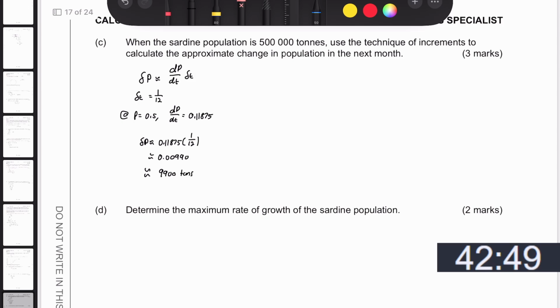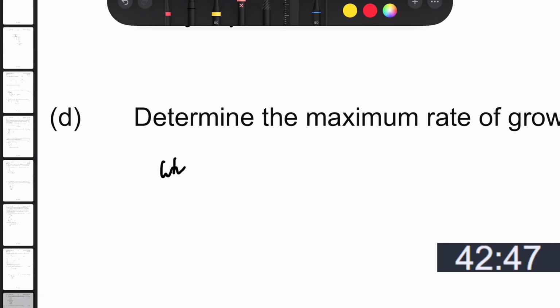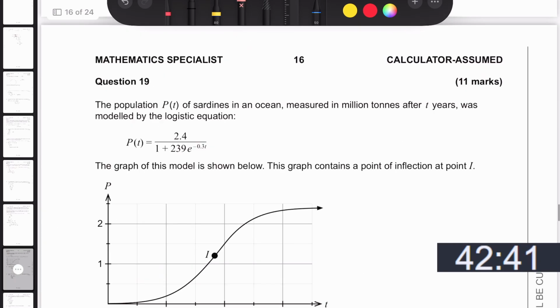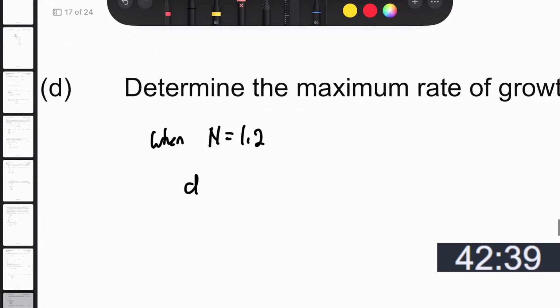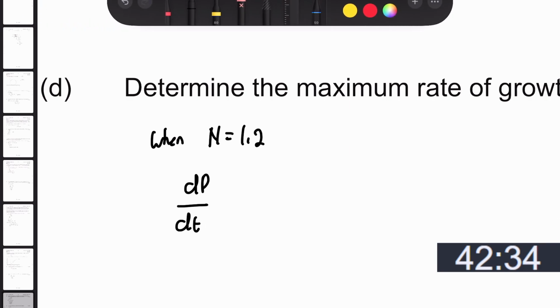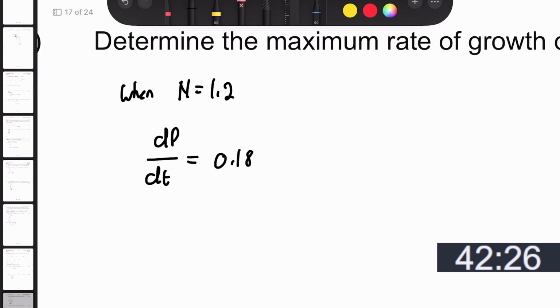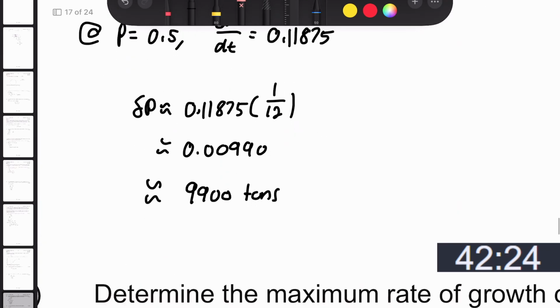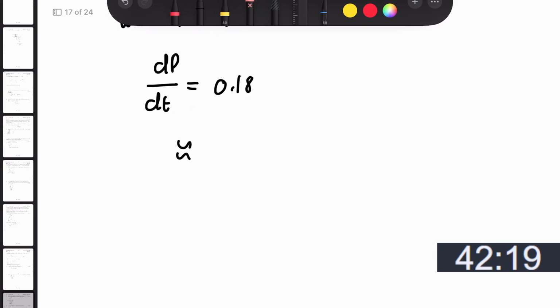Okay, determine the maximum rate of growth for the sardine population, when n equals 0.2. dP/dt is equal to 0.18, or approximately 180,000 tons per year.